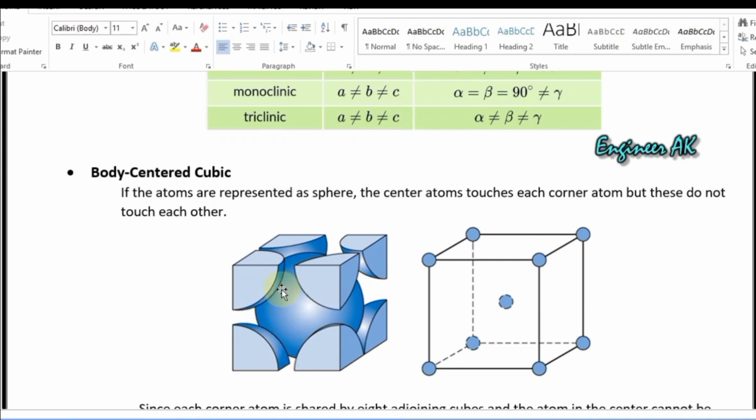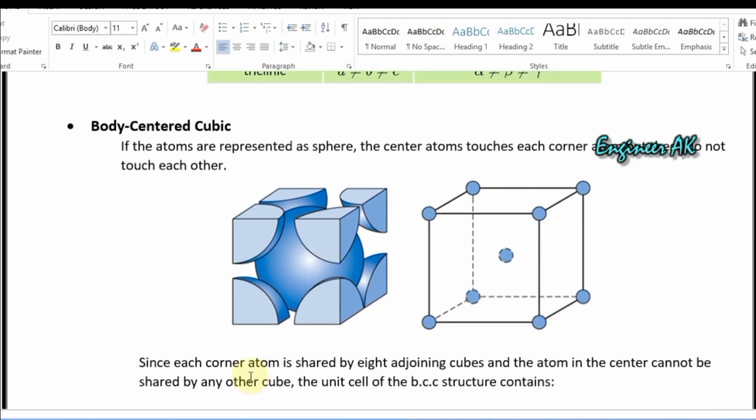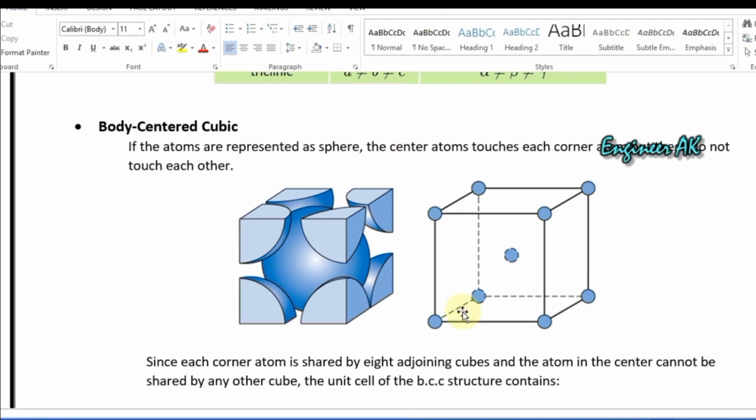If we see the 3D model, the body centered cubic looks like that, and this is the 2D model. These are the atoms at the corner and one at the center of the structure. Since each corner atom is shared by 8 adjoining cubes, and the atom in the center cannot be shared by any other cube, the unit cell of the BCC structure contains... Okay, so here we can see this atom is not shared by any other cube, right?